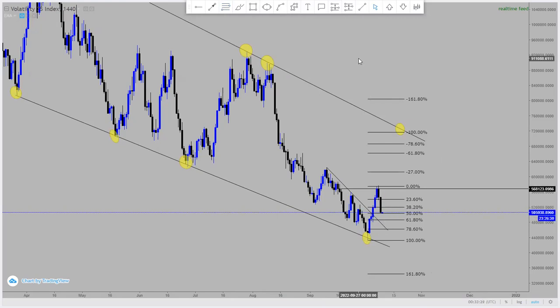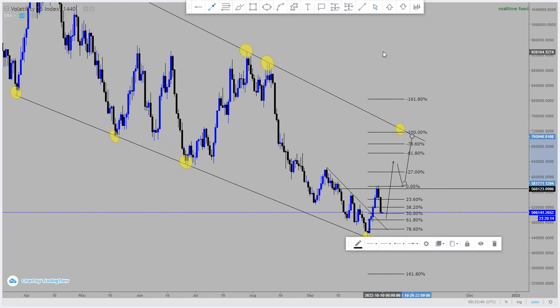Once it has established the higher low, I'm expecting a continuation to the upside. Break this high, continue higher highs, higher lows, up until we reach the top of the channel like that. That is what I'm looking at for the VIX. So either around 50% or 61.8, we're going to establish our higher low.